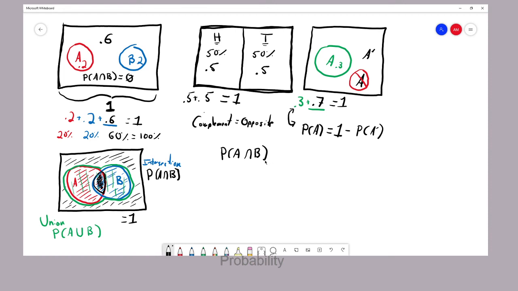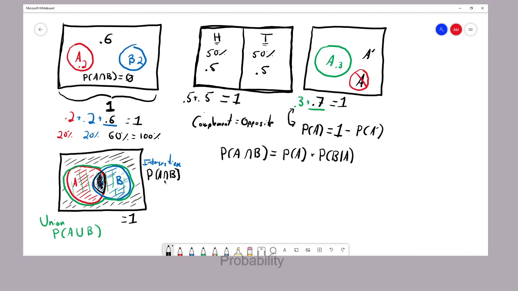So if we wanted to find the intersection of those two, it's the probability that A occurs times the probability that B occurs, and then we write a vertical line, given that A has occurred. So this is our rule of multiplication. This is how we find the intersection of the two.